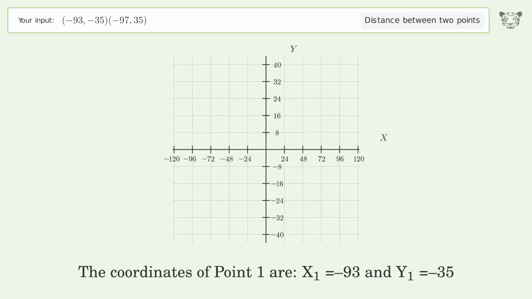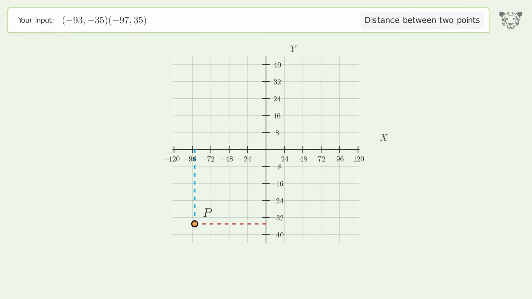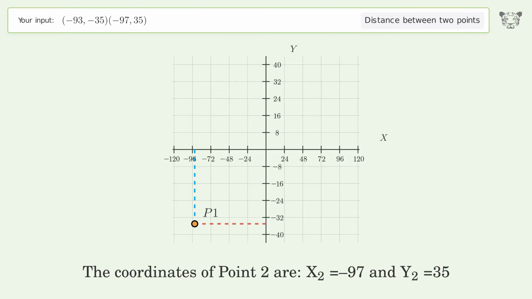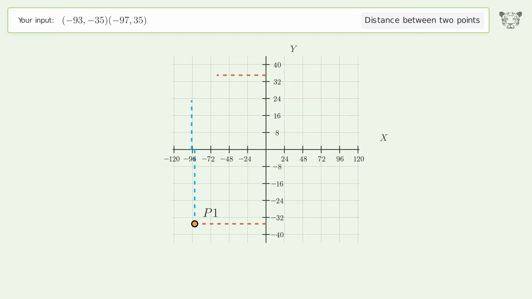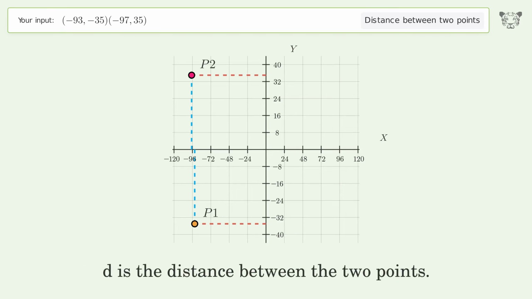The coordinates of point 1 are, x1 equals -93 and y1 equals -35. The coordinates of point 2 are, x2 equals -97 and y2 equals 35. D is the distance between the 2 points.